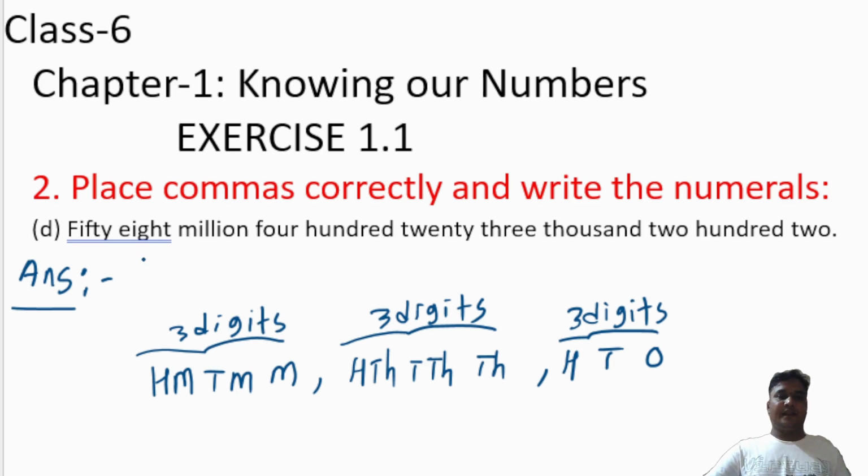Now we'll write 58 million. 58 is 2 digits. So for the 100 million place it will be 0, 58, but we have to write in 3 digits. So 0, 5, 8. Then comma. So 58 million is over.